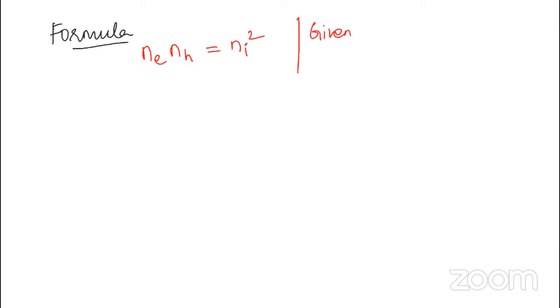Here we can use the formula Ne into NH is equal to Ni square. So we are going to use this formula. So what are all the values given in the problem? Given values first we have to write. Ni value is equal to 1.5 into 10 power of 16 meter power minus 3. Then NH value.